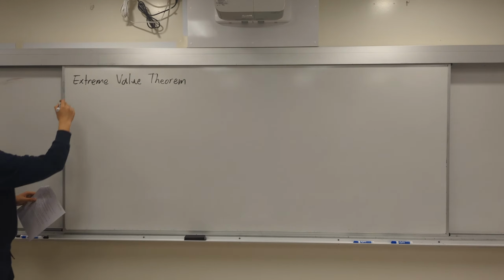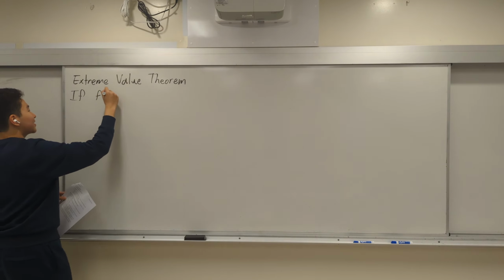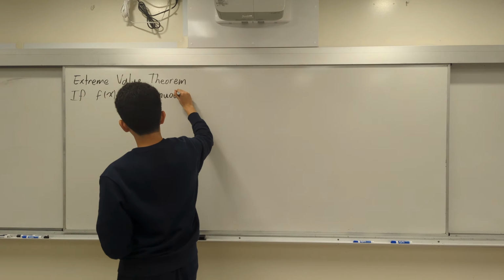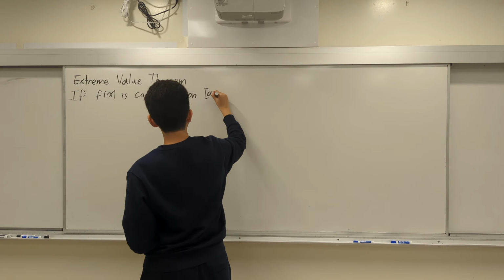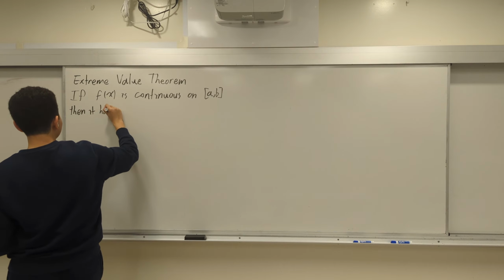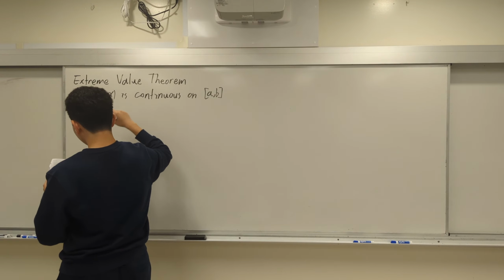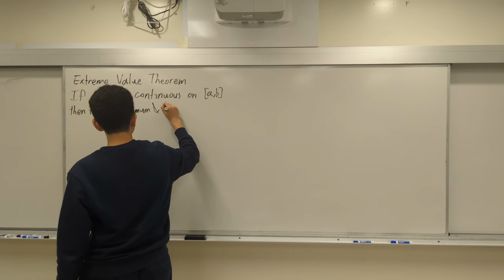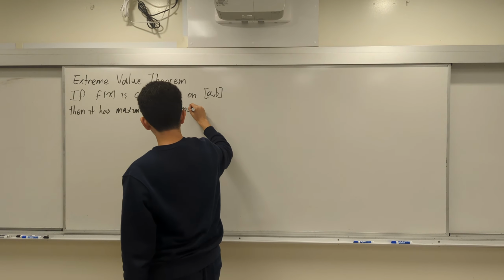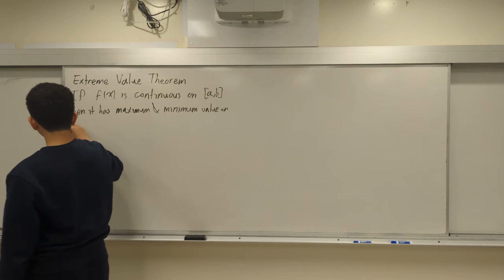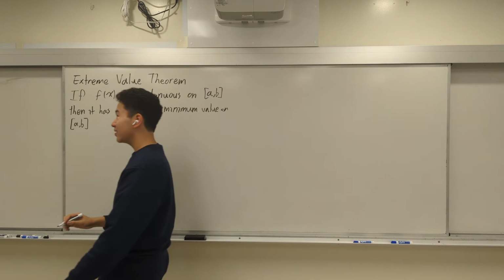What the extreme value theorem is telling you is that if function f of x is continuous on the closed interval a comma b, then it has a maximum and minimum value on this interval. Now this seems pretty obvious, right?